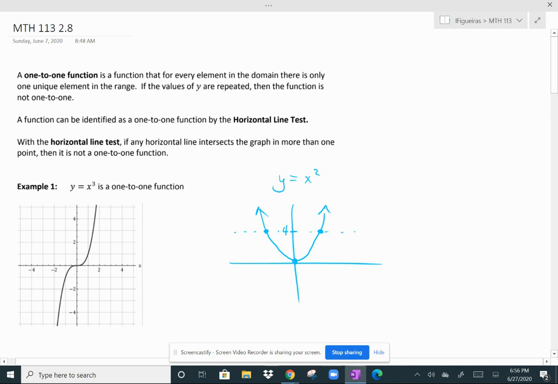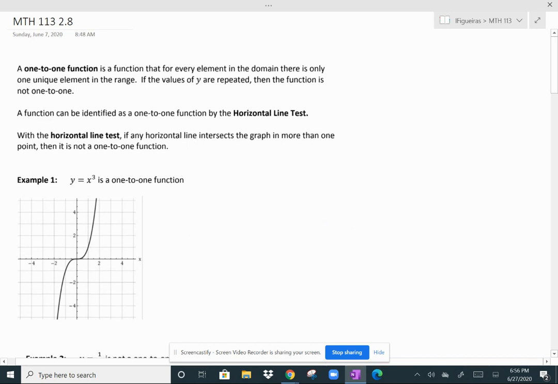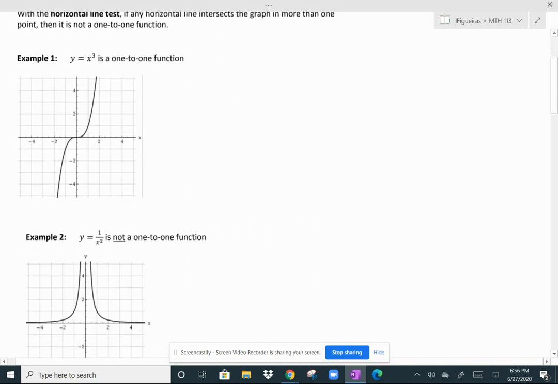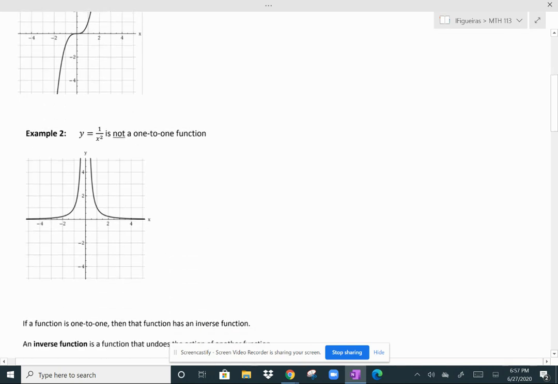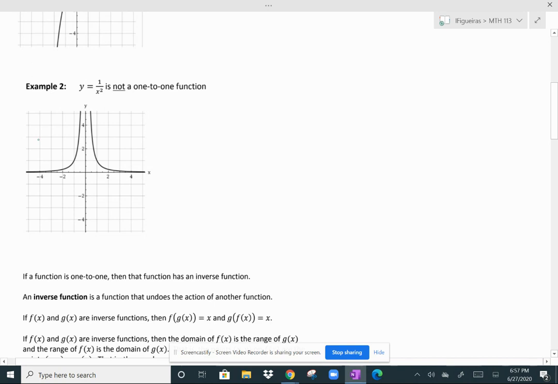Okay, so why do we need to understand what a one-to-one function is? Well, that leads us to the concept of inverse functions, which we'll talk about in a second. Here's another example of something that's not one-to-one. Here, you touch this twice.